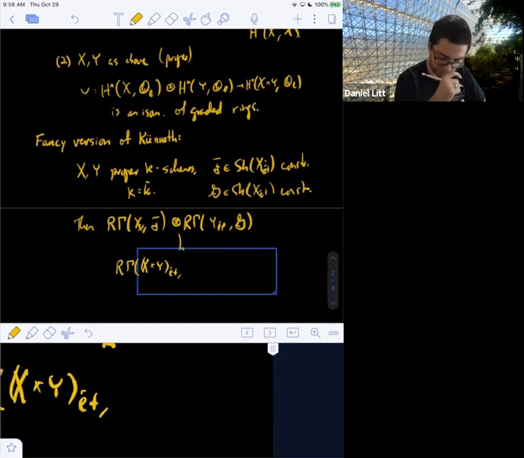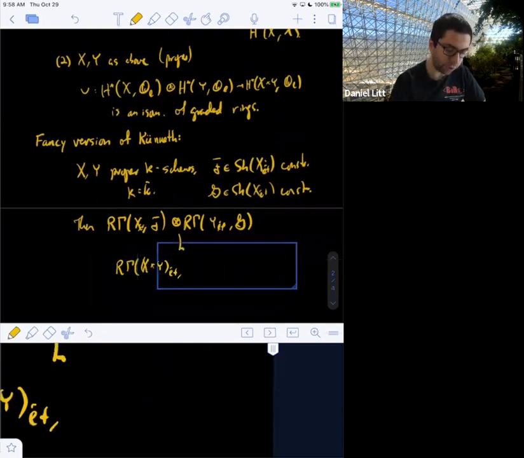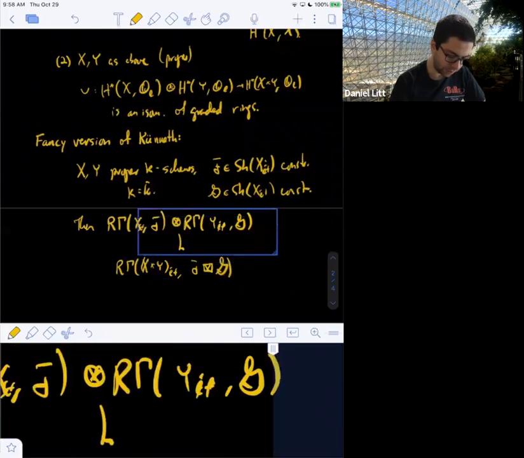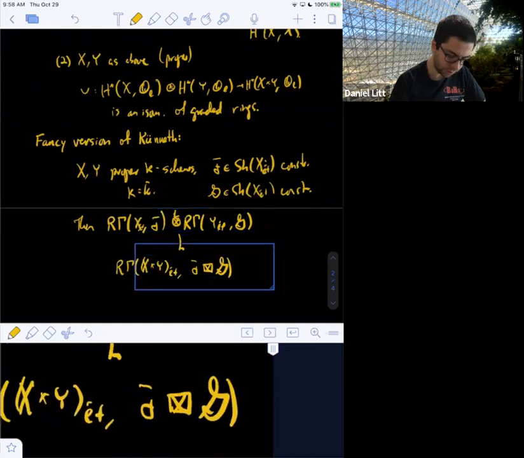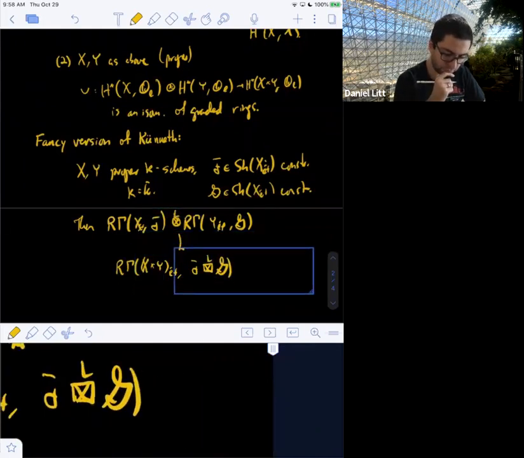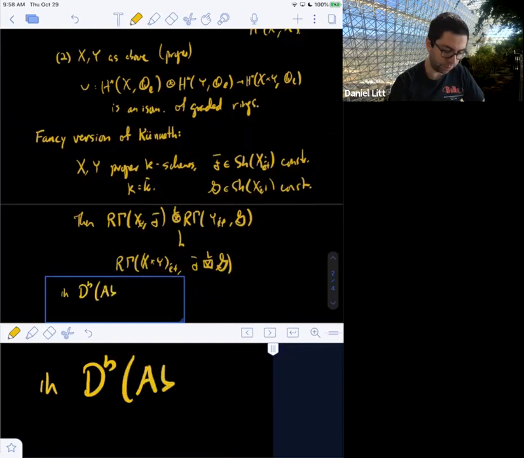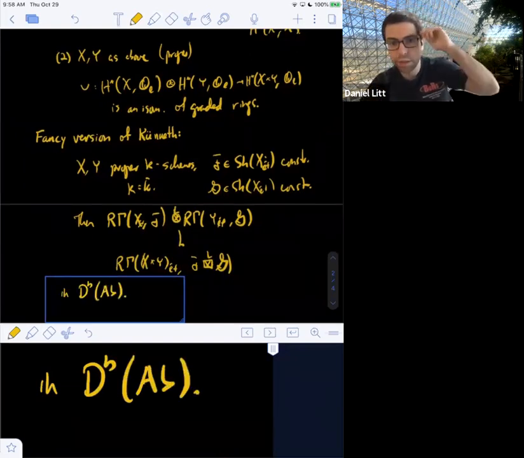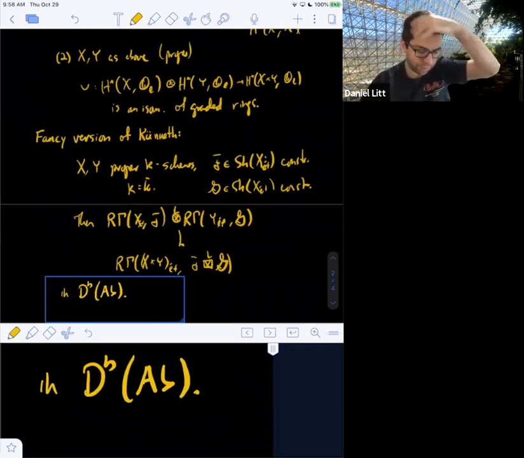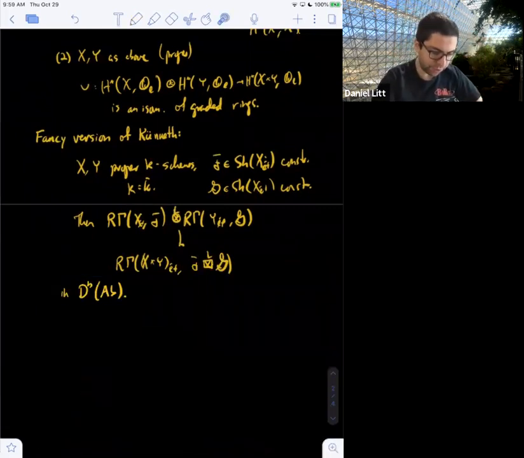So there was an isomorphism, a quasi-isomorphism of complexes. And here there should be some L's, and L here, if you'd like. So this is in the derived category of bounded complexes of abelian groups. Okay, so let me just remind you what this is saying.